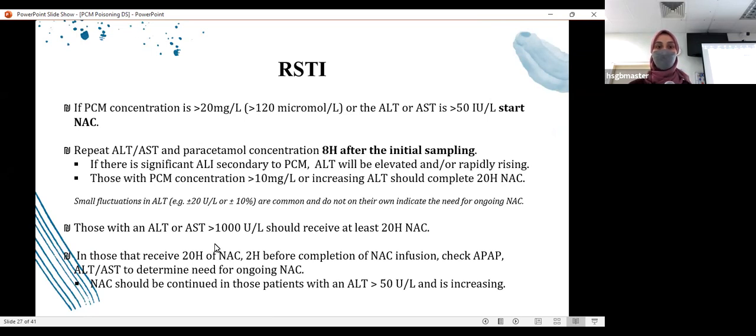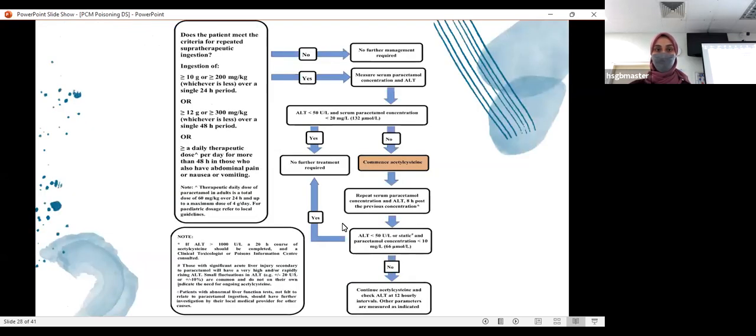For those who have ALT or AST more than 1000, you should give the NAC for 20 hours as well. If you give the patient NAC for 20 hours, 2 hours prior to the completion of NAC, you should check back the PCM levels as well as the ALT and AST levels to determine whether there is need for ongoing NAC. Alright, so this is basically a summary of what I told you now.